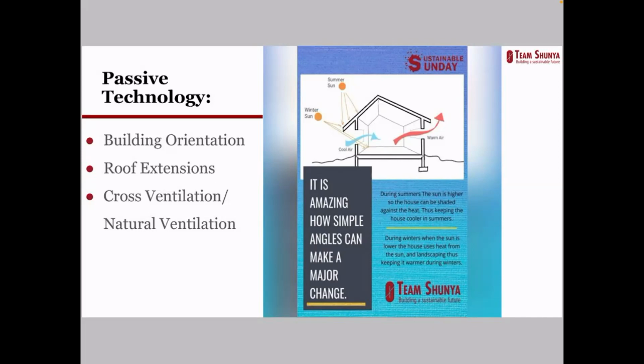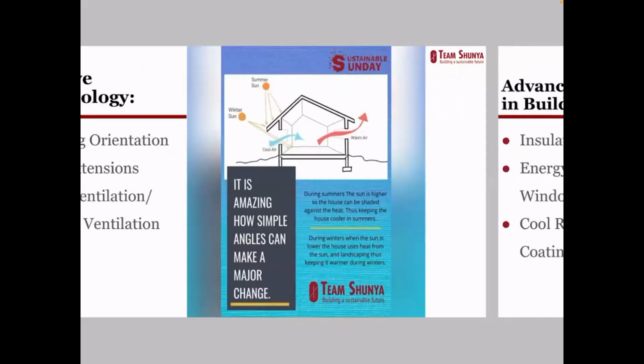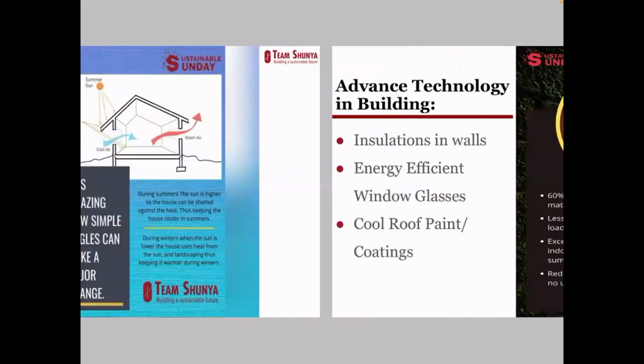Next is cross ventilation or natural ventilation. It is the simple way: if our AC is switched off or fans are not working, we will just open the windows, and that flow of air will maintain the air temperature at the required conditions. So that is the easiest way to reduce the cooling requirement in a house.